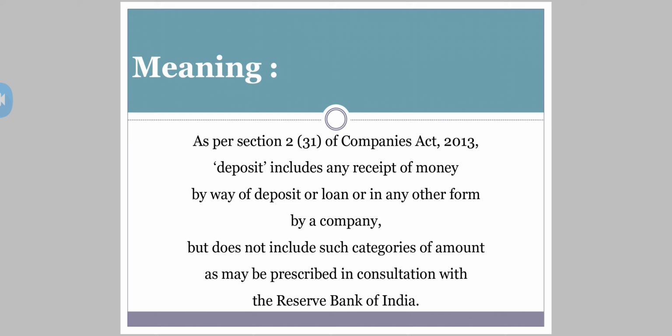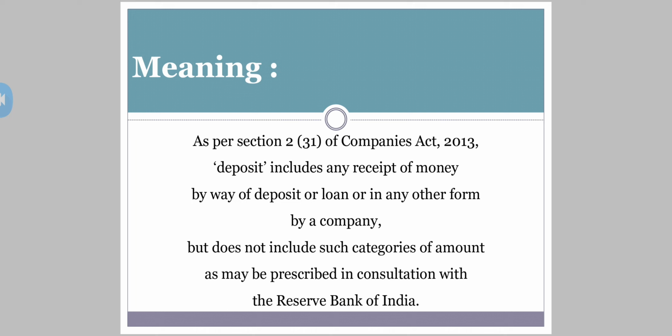See, as per Section 2(31) of the Companies Act 2013, deposit includes any receipt of money. What is deposit? Deposit includes any receipt of money that the company has taken by way of deposit or loan or in any other form. Whenever the company accepts money from the general public, it is a deposit or a loan by the company, but it does not include such categories of amount as may be prescribed in consultation with the Reserve Bank of India. Now this is what we are going to study further in detail.